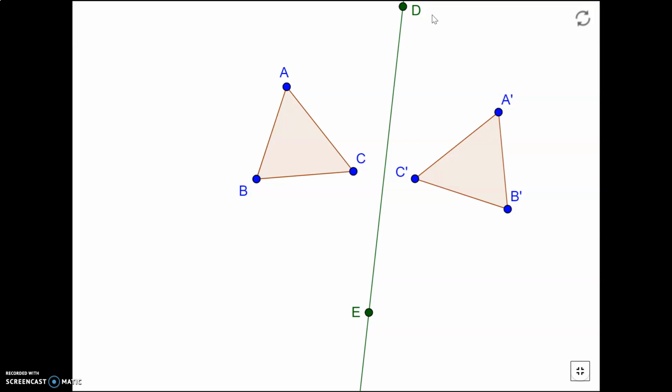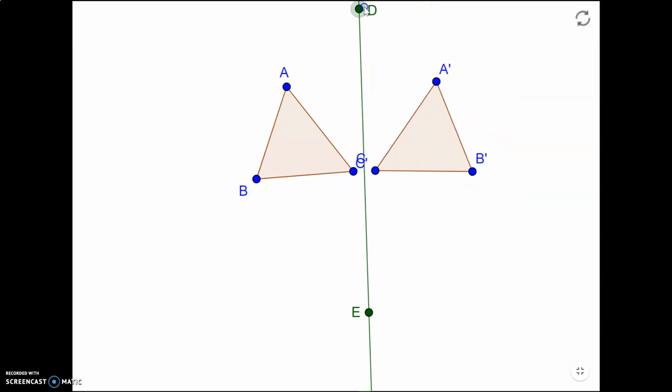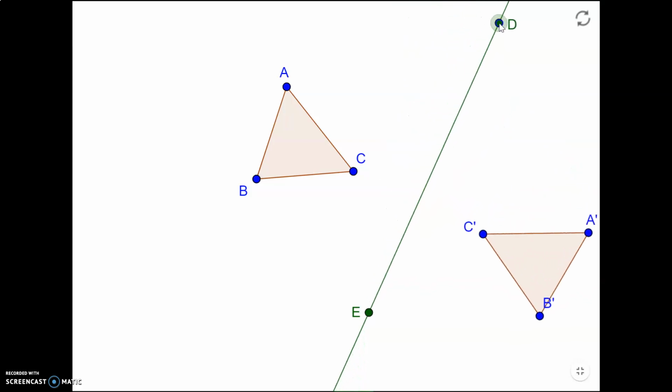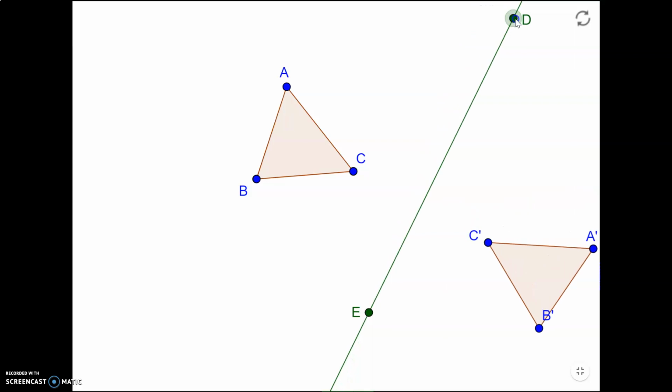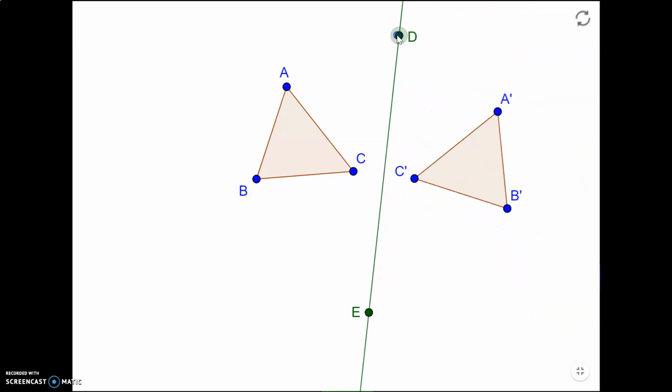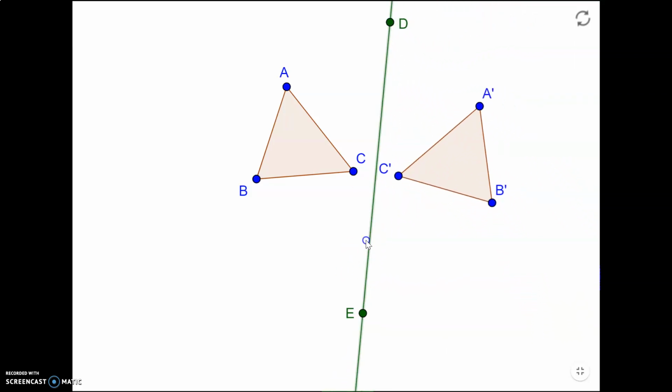Think of this green line as like if this was a piece of paper and you folded that piece of paper over that line, these two shapes would match up perfectly, A to A, B to B, and C to C. And so it maintains that relationship as you move that line. So imagine I moved the line where I was folding it, that would change where the copy of that shape would land. And so you can move this line all over the place.